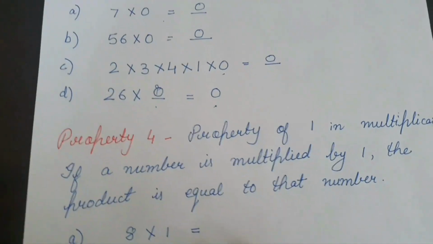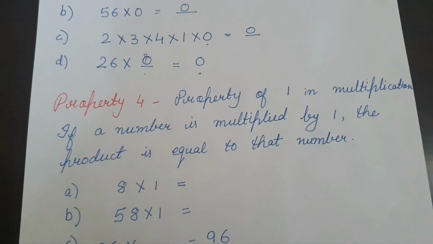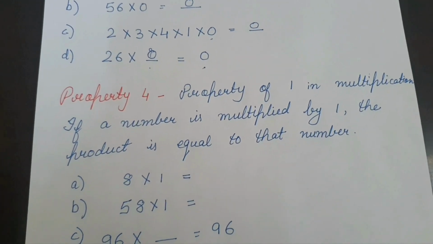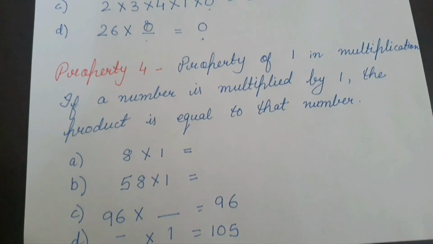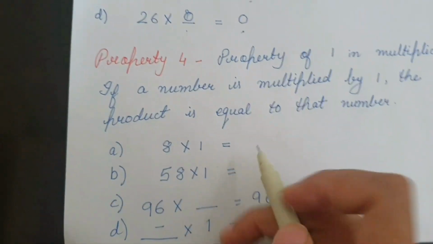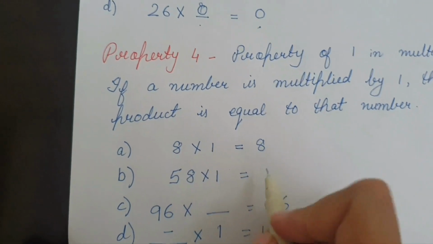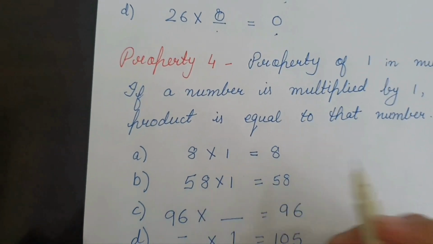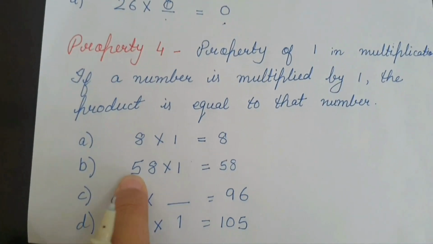Now let us do property 4. Property of 1 in multiplication. If a number is multiplied by 1, the product is equal to that number. That means the same number, whatever number you are multiplying with 1. Now see here, 8 ones are 8. 58 ones are 58. Again, any number multiplied by 1 will give you the answer as the same number.